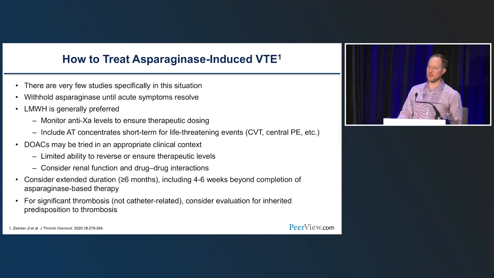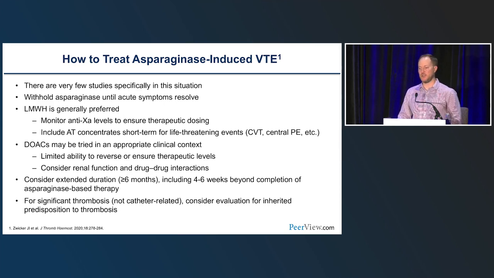So when we think about asparaginase-induced venous thromboembolism, again, there are very few studies that describe this in great detail. We know that if you have a side effect like this, it's important to withhold asparaginase until the acute symptoms resolve. We talk about how to treat. We use low molecular weight heparin most frequently in pediatrics. There's a question on here about DOACs. I think it's a great question. I think, again, it's a newer type of intervention, and we're still learning more. I'll talk about this on the next slide.